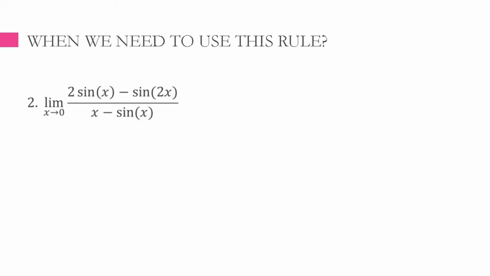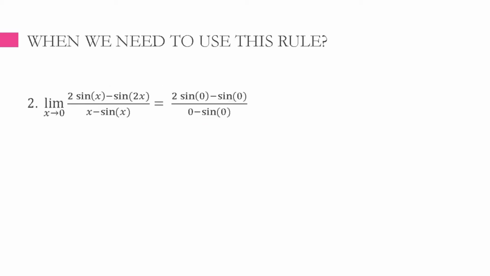Another example could be this one. If we evaluate at 0, we will end up having another 0 divided by 0 result, which is indeterminate. So in this case, what we are going to do is apply the L'Hopital rule more than one time.